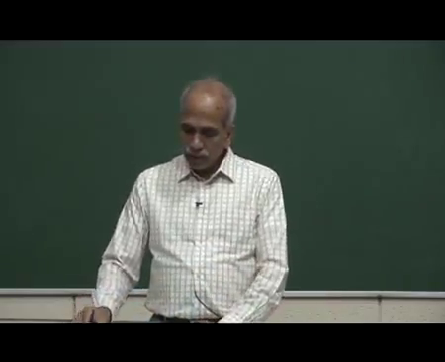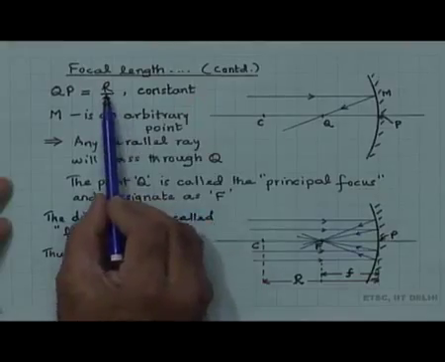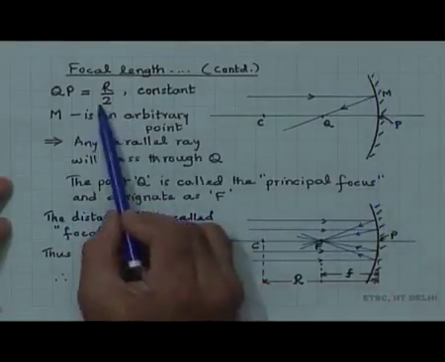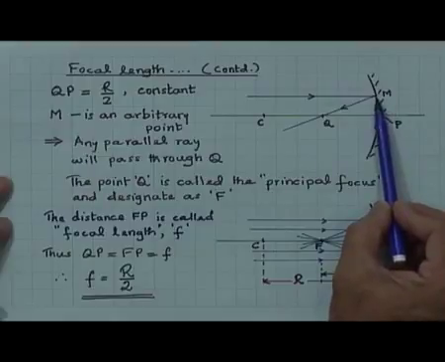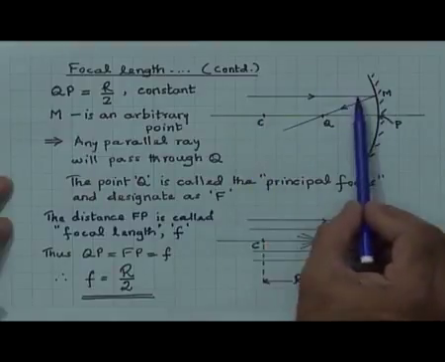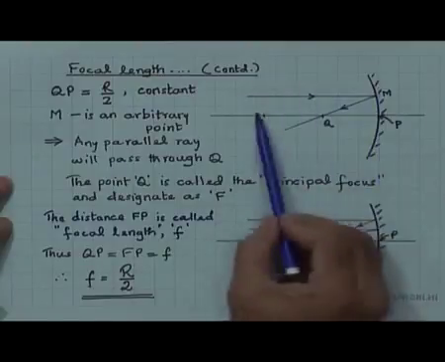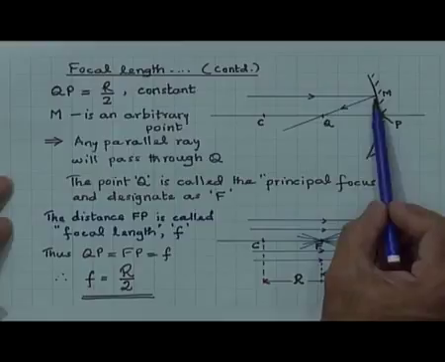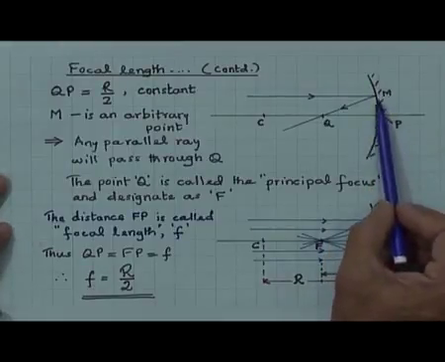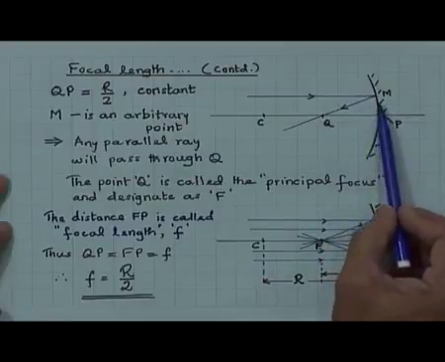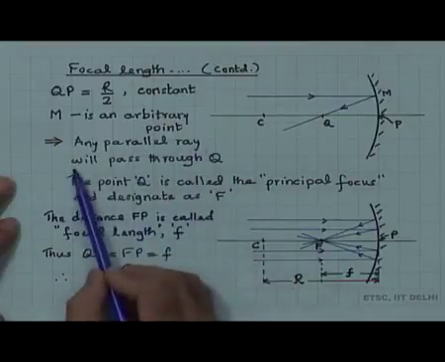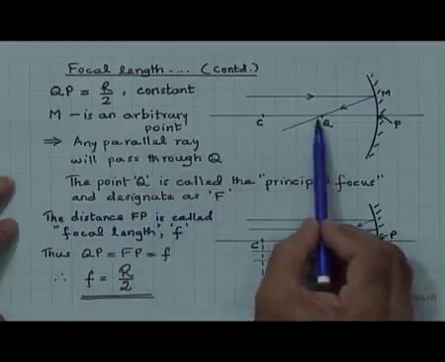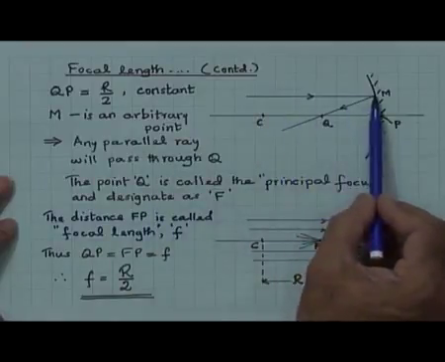Now, what we have got is QP is equal to R by 2. The radius of curvature is constant for a given mirror and therefore this is a constant. What does this mean? We have taken a parallel ray incident at a point M. The parallel ray could be here, or here, which means the point M is arbitrary, and M, Q or MD, none of them appear in the expression. So, what it says is any parallel ray will pass through Q, because the distance QP is fixed for a parallel incident ray.